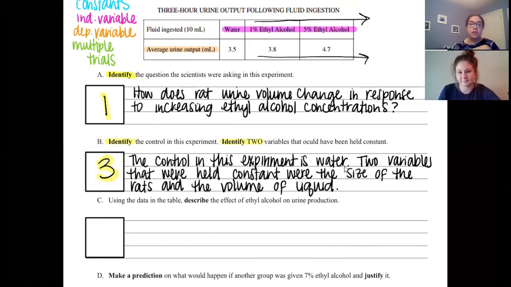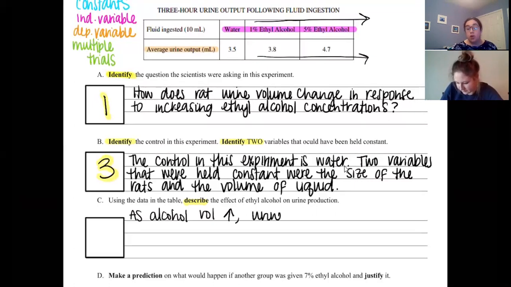And I think in your math classes, you call these direct relationships. Sometimes students will call them proportional relationships, but that's what looks like what's happening. So to describe the effect of ethyl alcohol, you would say as alcohol volume increases, urine output increases as well. You can identify it as a direct relationship, but if you don't say the word direct relationship, that's okay. They're just asking you to look at the data and understand and interpret it.